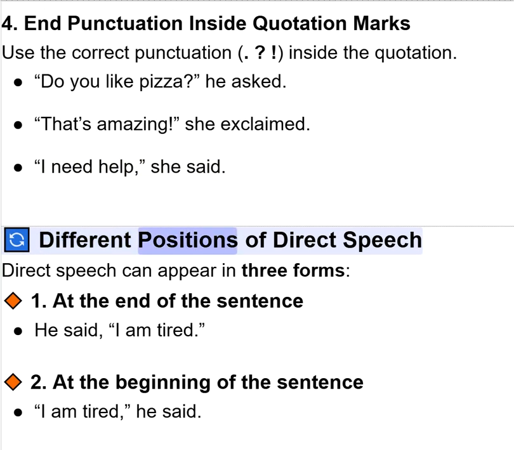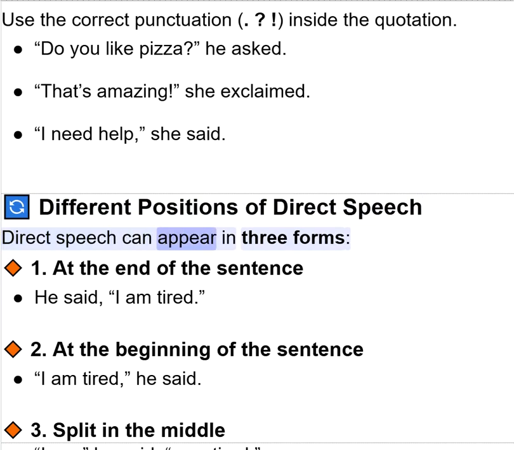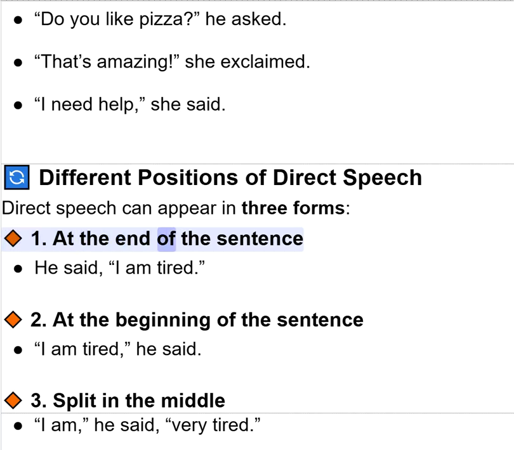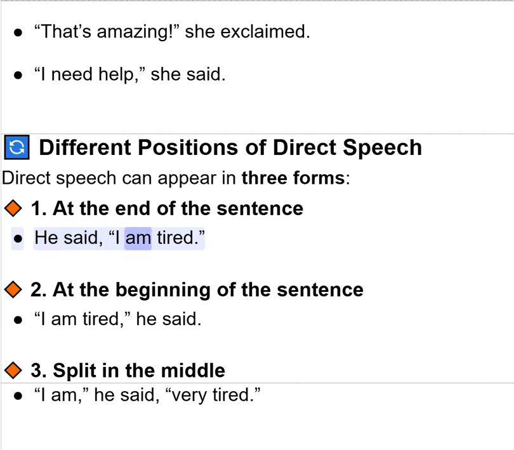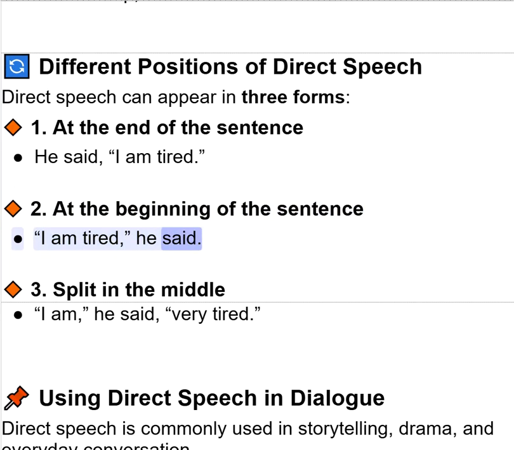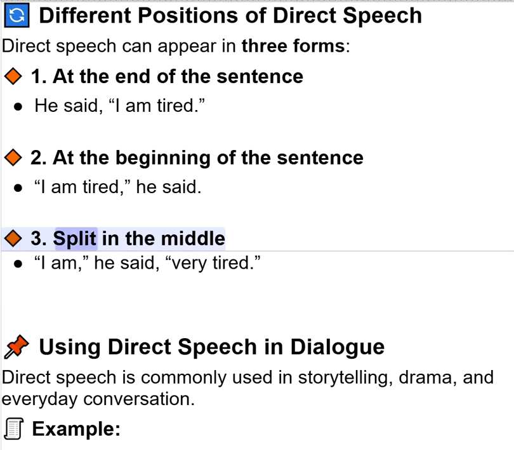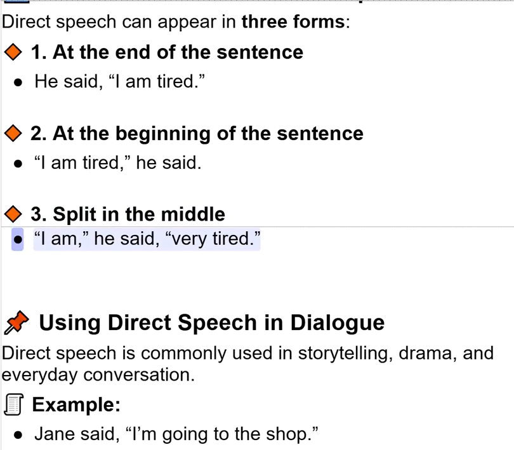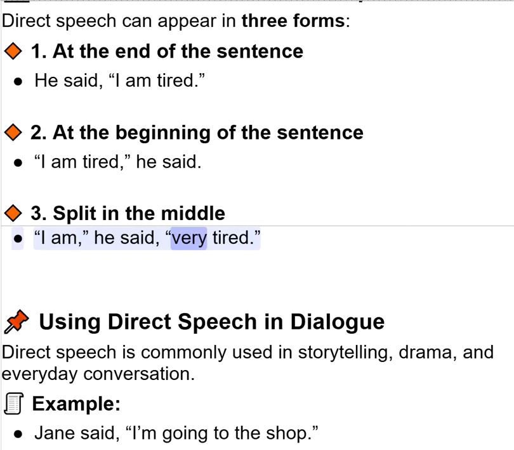Different positions of direct speech. Direct speech can appear in 3 forms. 1. At the end of the sentence. He said, "I am tired." 2. At the beginning of the sentence. "I am tired," he said. 3. Split in the middle. "I am," he said, "very tired."